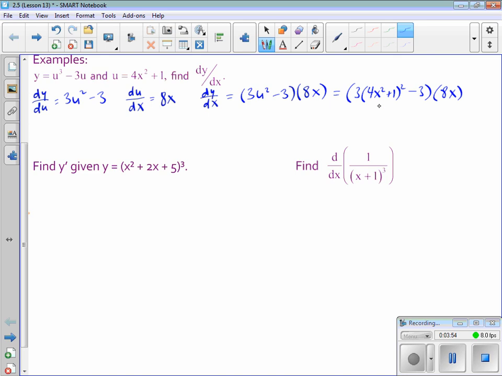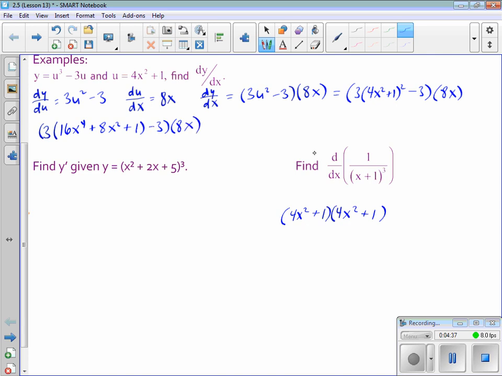So let's do the (4x squared plus 1) squared. So what's 4x squared plus 1 squared? We have to multiply it by itself, right? So let's just write it down here. 4x squared times 4x squared is what? 16x to the 4th. And then I would have a plus 4x squared and another plus 4x squared, so that'll turn into a plus 8x squared, and then plus what in the back? 1. So that's this 3 times that, and then I still have that minus 3 times 8x.